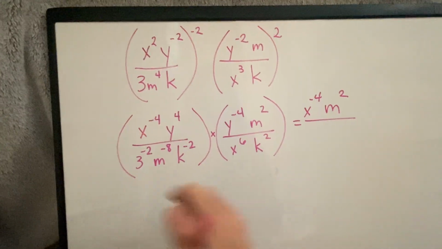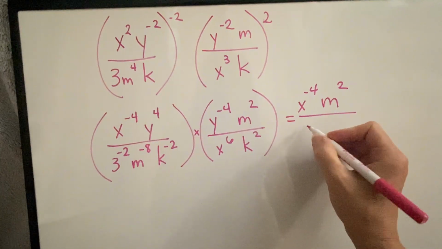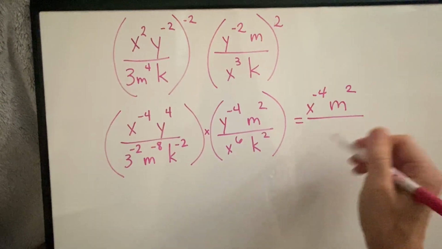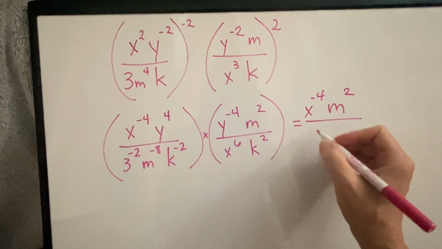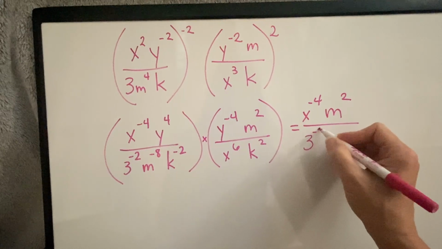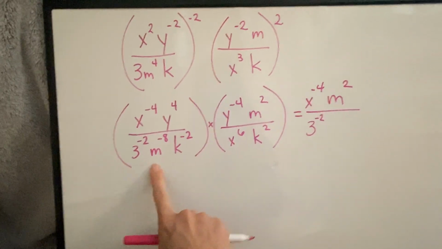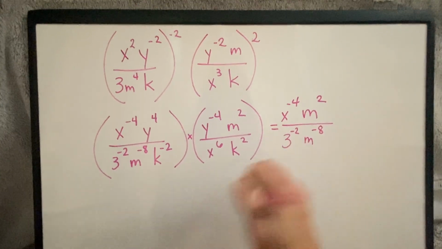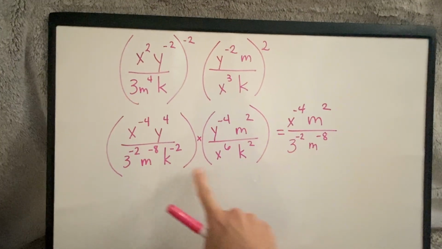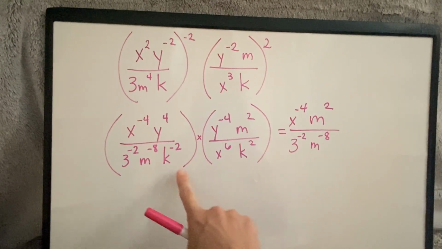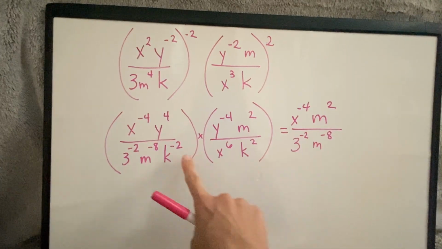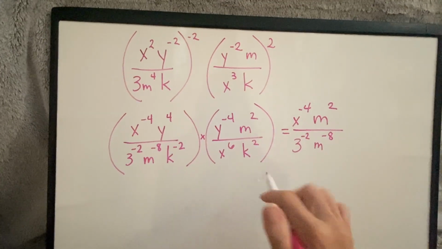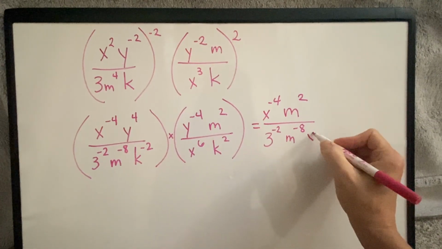All right, now we've got a 3 to the negative 2 still, and 3 times 3 is 9, but I don't know that I want to change that quite yet. Let me keep that there for right now. 3 to the negative 2. All right, we've got an m to the negative 8, no m's over here. Then we've got a k to the negative 2 times a k to the 2. Those cancel out because negative 2 plus 2 is 0, and k to the 0 would be 1, so that goes away. And then we've got this x to the 6th left.